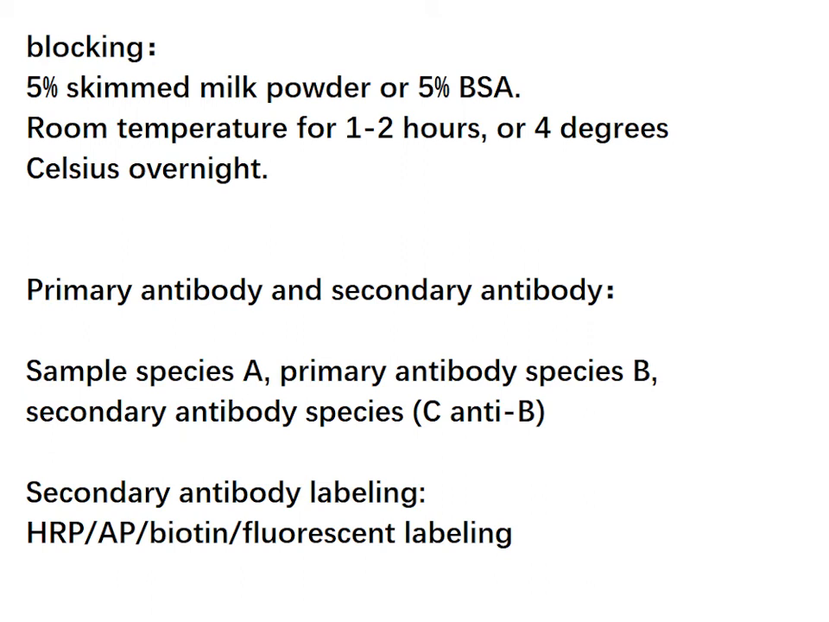For blocking, we can use 5% skimmed milk powder or 3 to 5% BSA. Keep it in room temperature for 1 to 2 hours or 4 degrees Celsius overnight. There are monoclonal and polyclonal antibodies for us to choose from. If our sample species is A and the primary antibody species is B, we should use the secondary antibody species to anti the primary antibody.